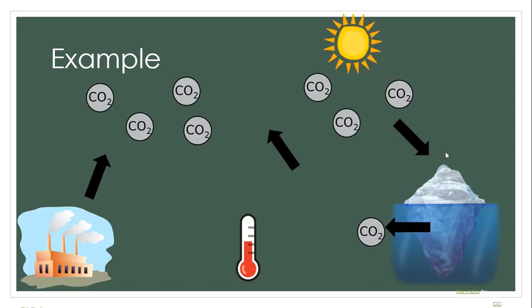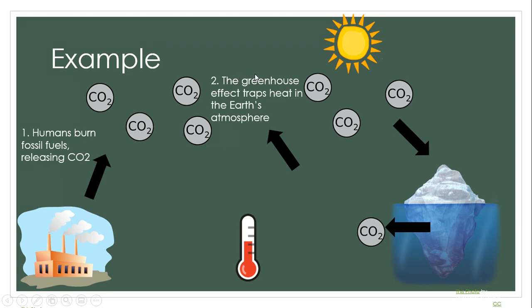Here's another example, a little bit more complex. This is one you would see in the environment. Starting with one, humans burn fossil fuels and release excess carbon dioxide gas. The greenhouse effect traps heat in the Earth's atmosphere. I don't think we've talked too much about what the greenhouse effect is. Basically, certain molecules in the atmosphere act as a blanket to trap heat. Carbon dioxide is one of those gases. So, the sun releases solar radiation, and these molecules will trap that. This will make temperatures go up.